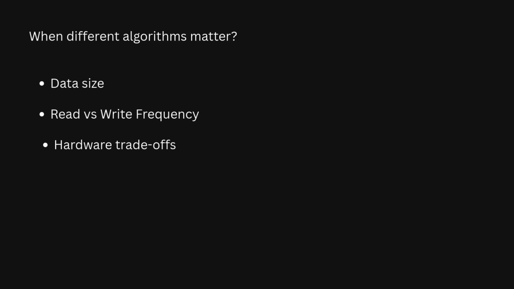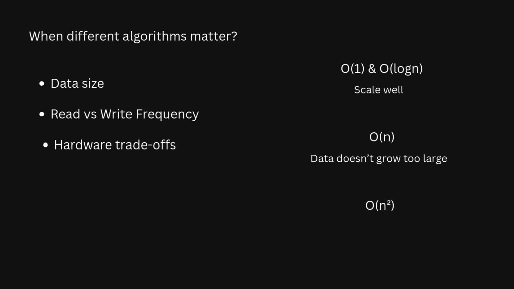If you are building a feature that will scale with users, avoid O(n squared) and be careful with O(n). O(1) and O(log n) scale well to millions of users. O(n) can work if operations are infrequent or data doesn't grow too large. O(n squared) becomes problematic around 1000 to 10,000 items. So Big O helps you anticipate the problems before they even happen.